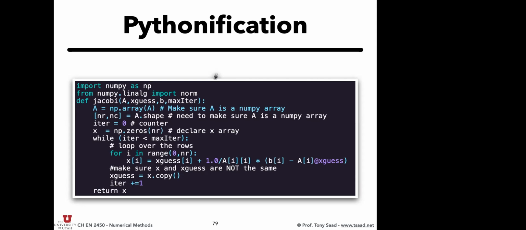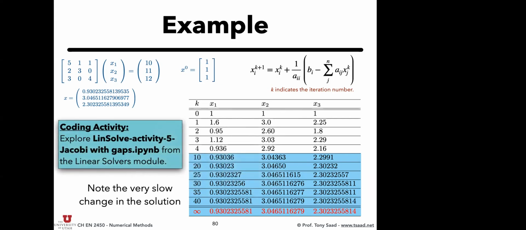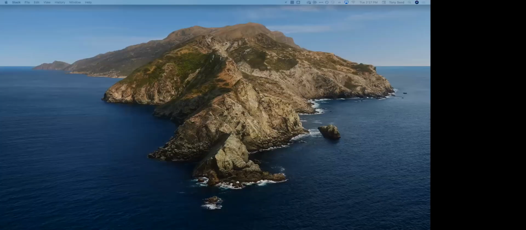Anyway, you're welcome to dissect how this code is working. We're not going to do it together here. We're just going to use it. This is an example for one system with 3 equations and 3 unknowns. We're going to do this together in a coding activity. If you grab the LinSolve activity 5, Jacobi with gaps from the linear solvers module on Canvas, we'll be able to do this together. Okay.